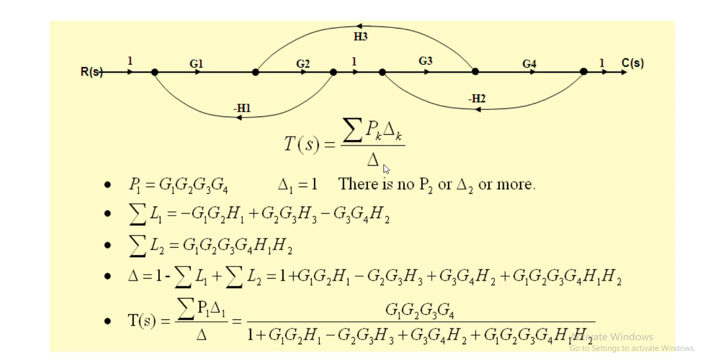Okay, now here P is nothing but what? Forward paths. Let us see how many forward paths are there. What do you mean by forward path? It is the path tracing from input towards the output. So let us see how we can trace this. I can trace like this from Rs, like this one. I can trace like this, like this. So linearly I can trace. So there is one path like this one.